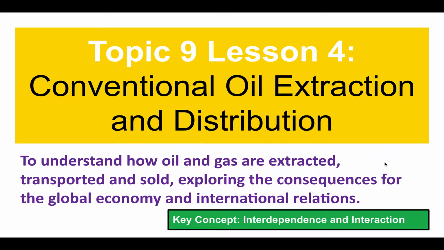Right then, we're looking at conventional oil extraction and distribution today. And when we say that word conventional, we mean ordinary oil extraction. So we're going to talk about how we actually get it out of the ground, and then we're going to think a bit about the consequences for the global economy and international relations. Now, today's lesson might be surprising to you in that it has quite a lot of politics in it. So we're talking about the relationships between countries based on the oil that they have, or if they don't have it, the oil that they need to buy.